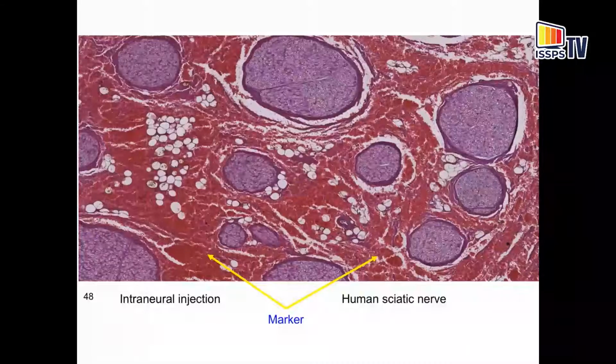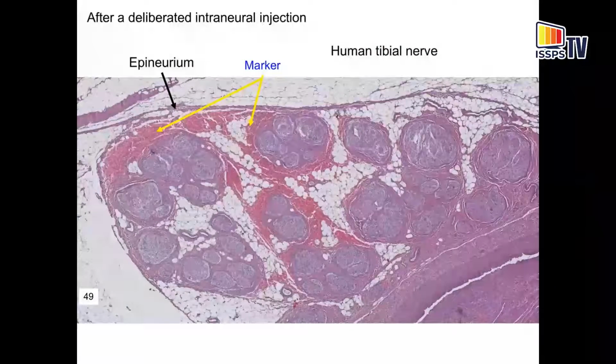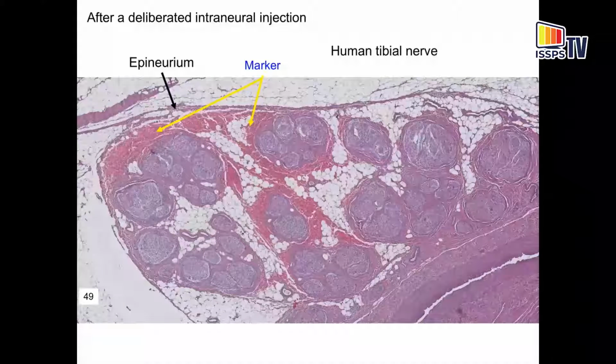At more magnification, you can observe all fascicles clean, free of marker. As you check, the marker is outside the fascicle and nothing is inside the fascicles. After performing a deliberate intraneural injection, there was only marker outside the fascicle and most fascicles were marker-free.